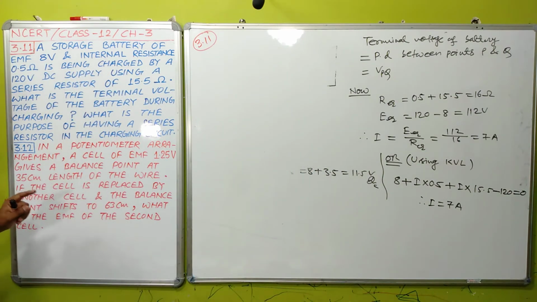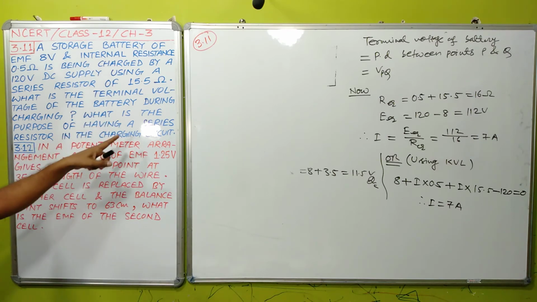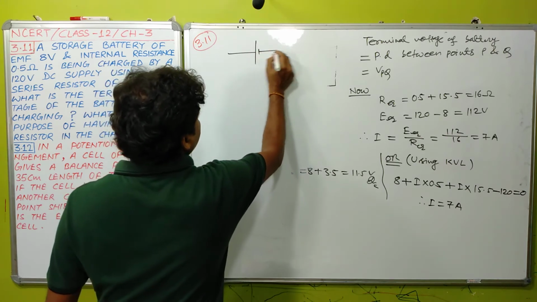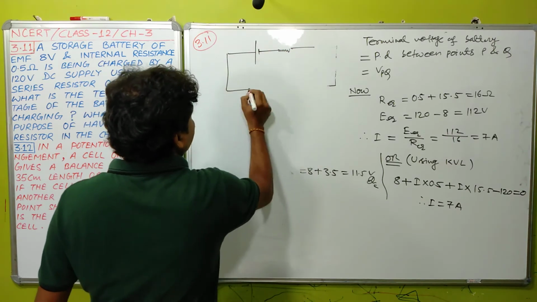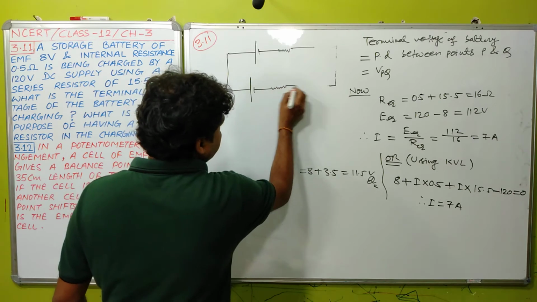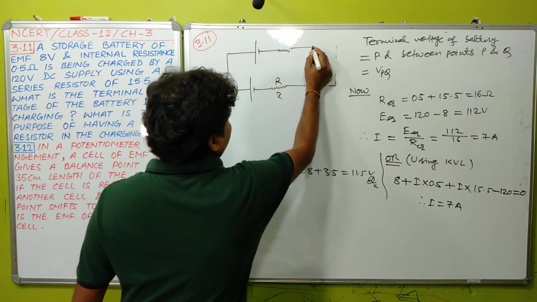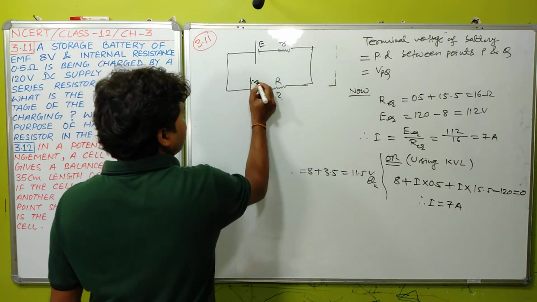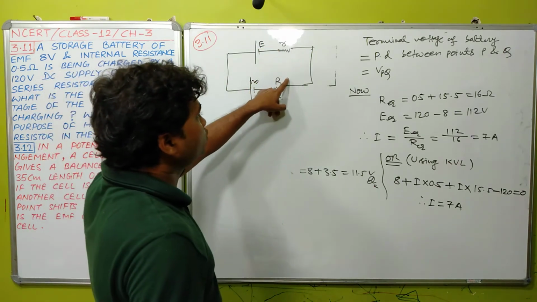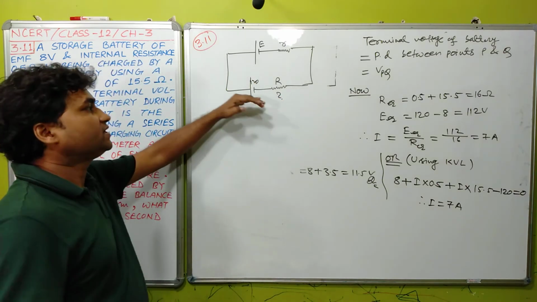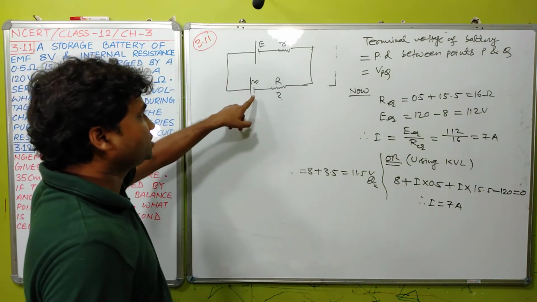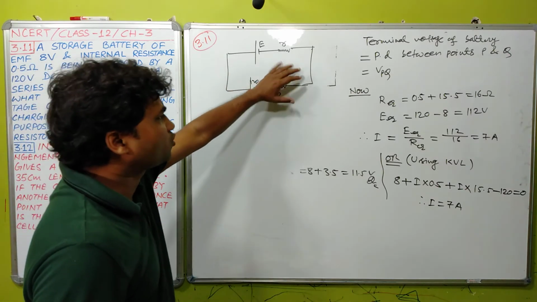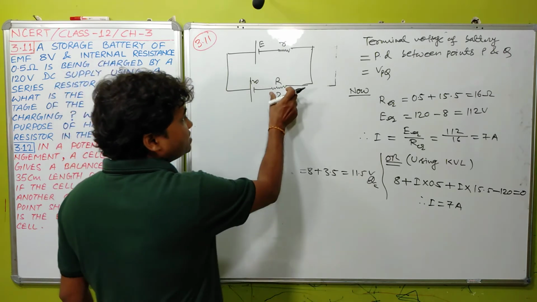Student, there was also another part. What is the purpose of having a series resistor in the charging circuit? In this charging circuit, why were we using this series resistance? Because it seems that even if we don't use this resistance, the battery may still be charged using this DC supply voltage having a higher value of 120 volt. Okay, no problem, no need of this resistor. Then why do we use this series resistance?